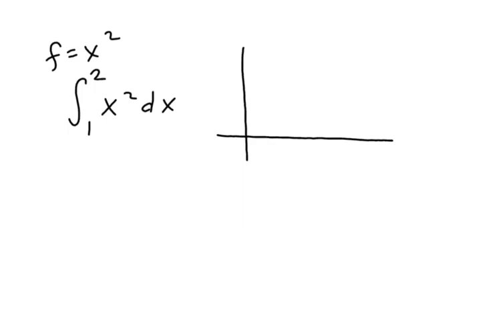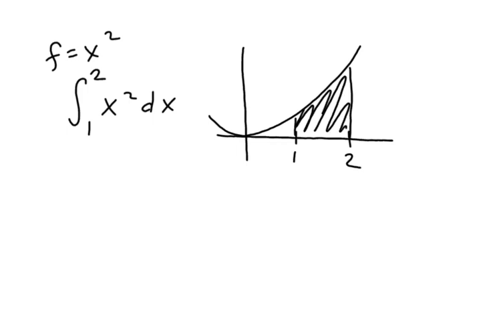So let's say my function is x squared, and we want to find the area under the curve of x squared from 1 to 2. We know how to do that. That's not u-substitution, but I'm just going to talk about graphically what's going on. If we have the graph of x squared, from 1 to 2, then you're finding the area of that section right there.